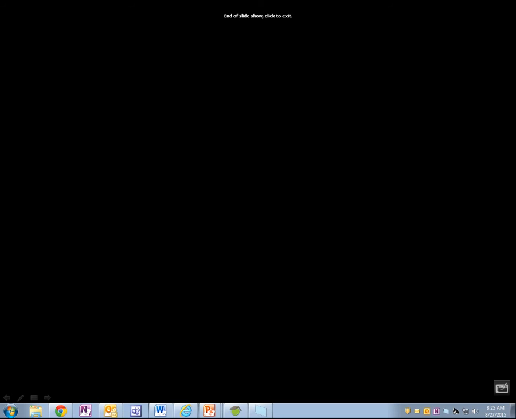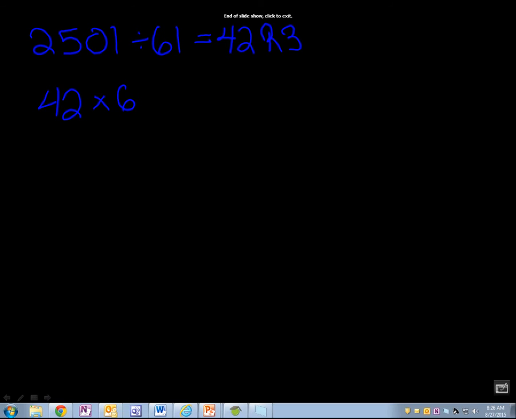So let's look at the first one, which gives us 2,501 divided by 61 is equal to 42 with the remainder of 3. We're going to see, is that correct? And the only way to see if that's correct without using a calculator, because we're not using a calculator almost never, is to find out if 42 multiplied by 61 is equal to what?